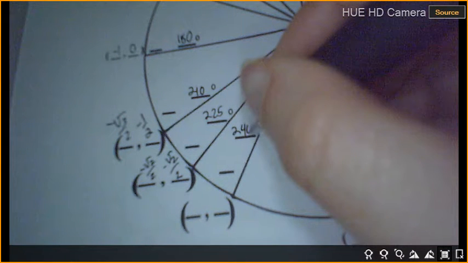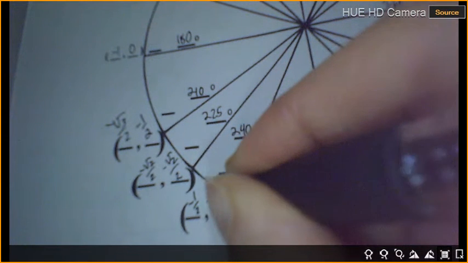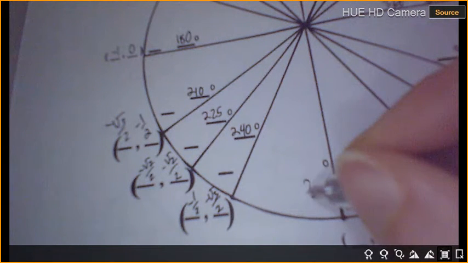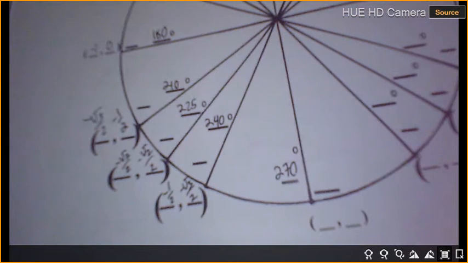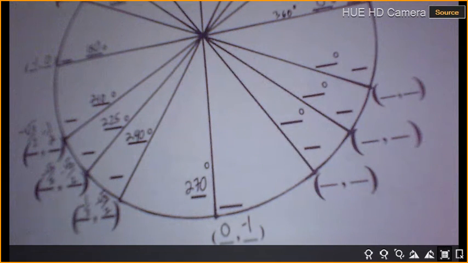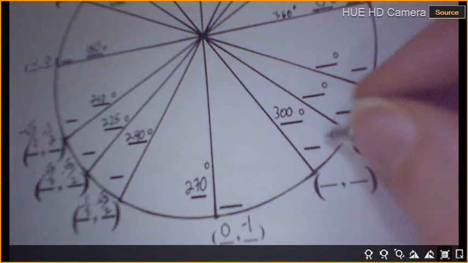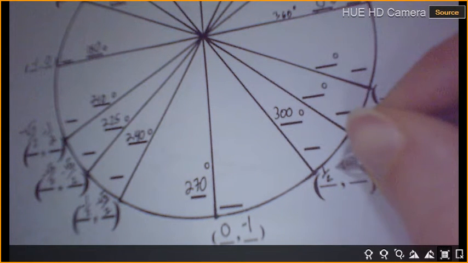240 degrees, -1/2, -√3/2. 270 degrees, 0, -1. 300 degrees, one half, negative square root 3 over 2.